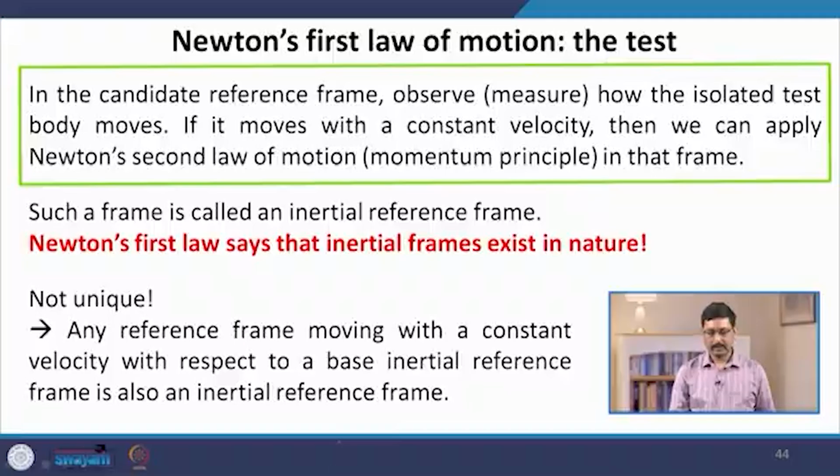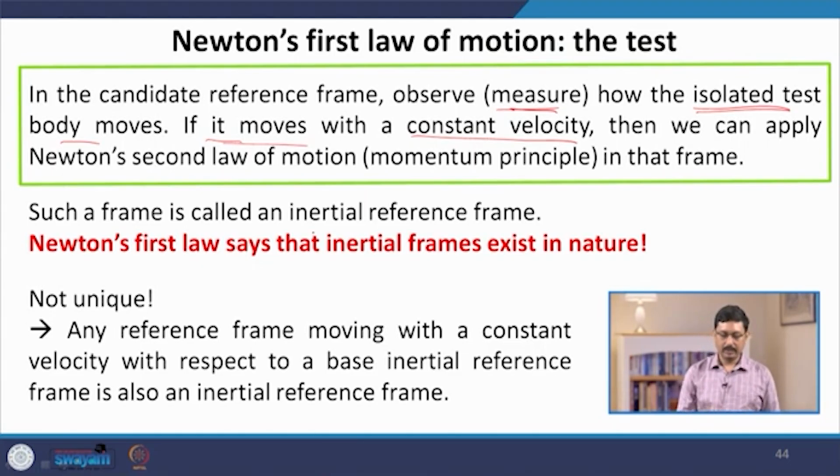In the candidate reference frame, observe, which means actually measure, how an isolated test body, such as this linear air track, moves. Isolated test body means no force acting on it. Under such a condition, if it moves with a constant velocity, then we can apply Newton's second law of motion in that frame. So, this is the content of the first law of motion. Such a frame is called an inertial reference frame. So, Newton's first law basically says that inertial frames exist in nature.